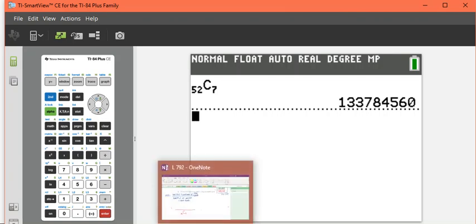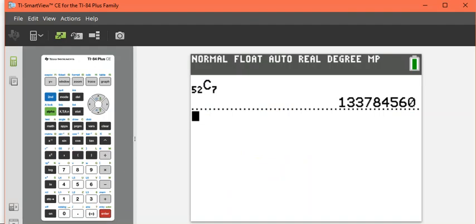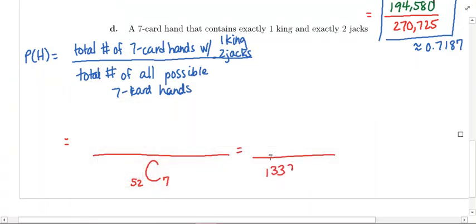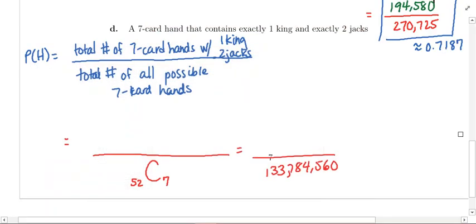So let me go back and forth to write this down. So let's see here. And then we've got 133,784,560. Okay, so here we go. There's your denominator. Lots and lots of possible 7-card hands there. Okay, make sure I got that written down right. Okay, good.